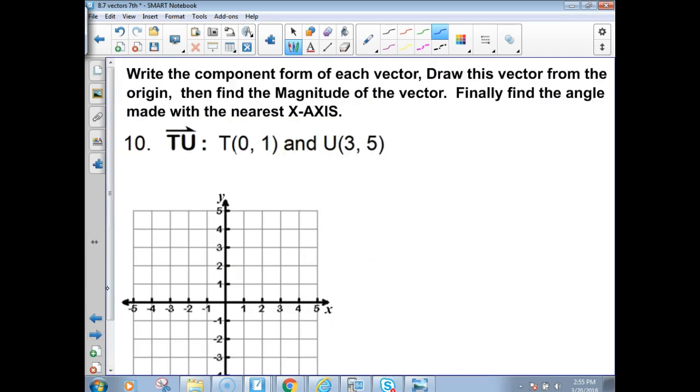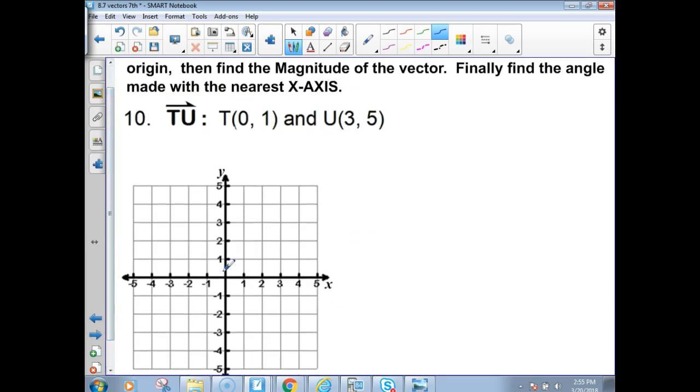Okay, number 10 is the same question with different numbers. So we're going to go ahead and first do the component form. So we're going to do 3 minus 0, 5 minus 1, and that would be 3, 4. We plot that point and then connect a vector to it from the origin.